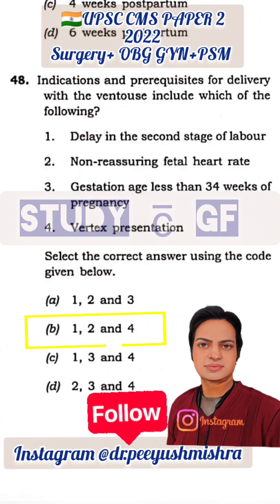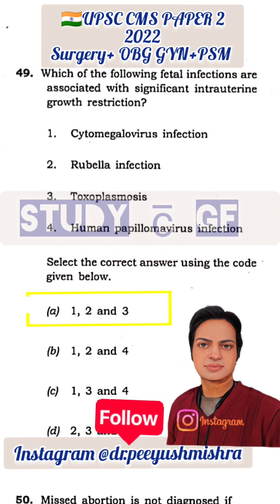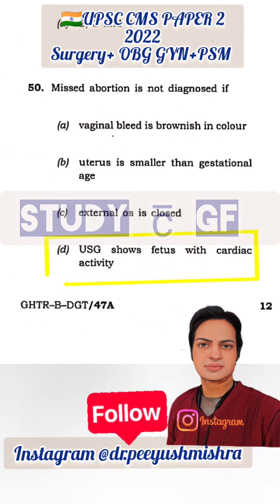Indications and prerequisites for delivery with the ventouse include delay in the second stage of labor, non-reassuring fetal heart rate, vertex presentation. Which of the following fetal infections are associated with significant intrauterine growth restriction? Cytomegalovirus infection, rubella infection, toxoplasmosis. Missed abortion is not diagnosed if USG shows fetus with cardiac activity.